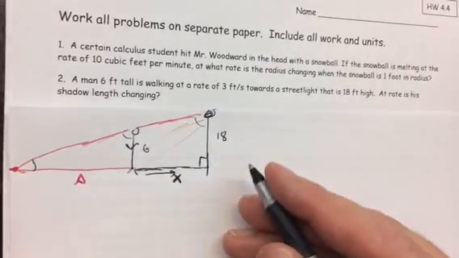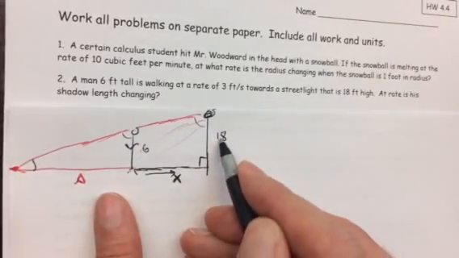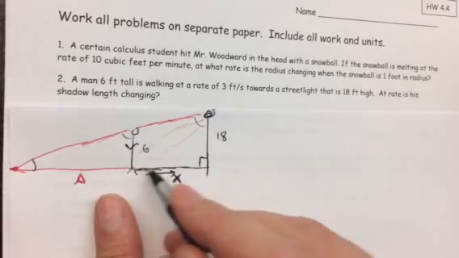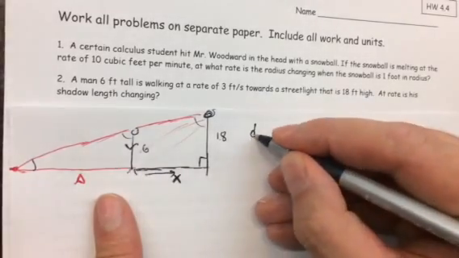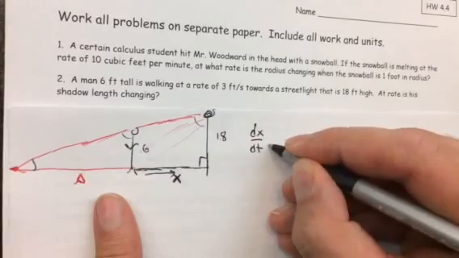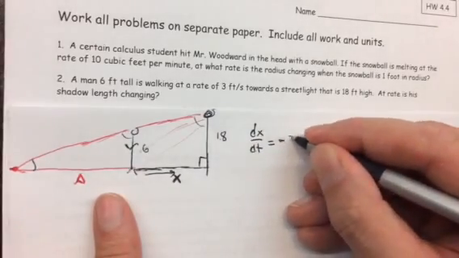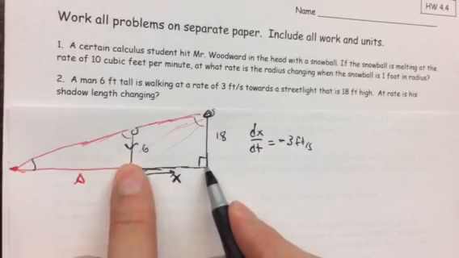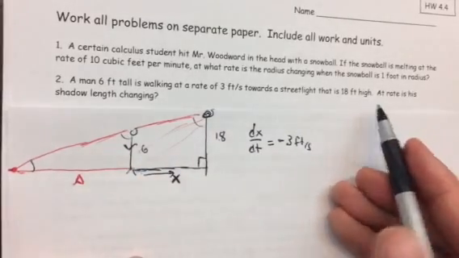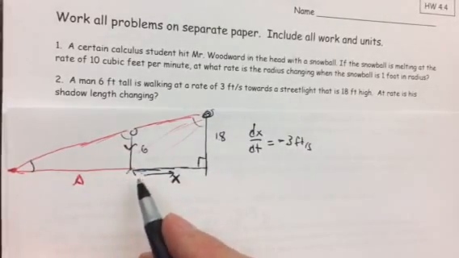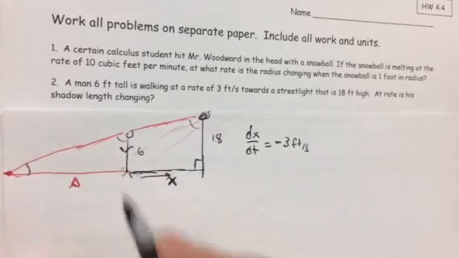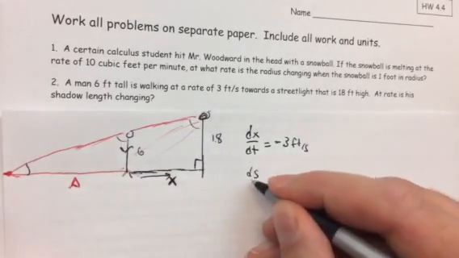All right, let's label some things. The man is 6. The street lamp is 18. Those are constants. They are not changing. X is changing because he's walking towards the street lamp. dx/dt is equal to -3 feet per second because this distance is shrinking. And we want to know how fast his shadow length is changing. So that's just this length, S. So we want to know ds/dt.